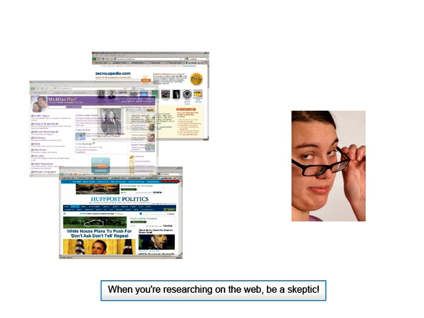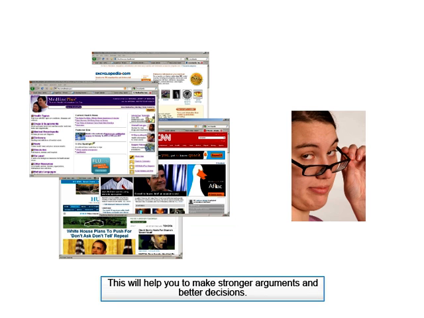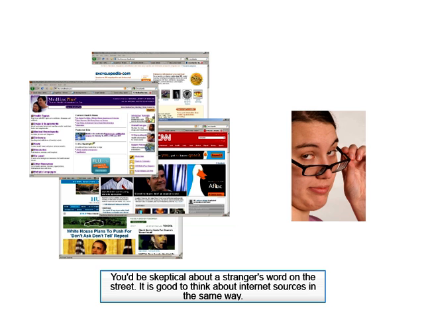When you're researching on the web, be a skeptic. When you're taking in any information, it's good to think about factors that might impact it. This will help you to make stronger arguments and better decisions. You'd be skeptical about a stranger's word on the street. It's good to think about internet sources in the same way.